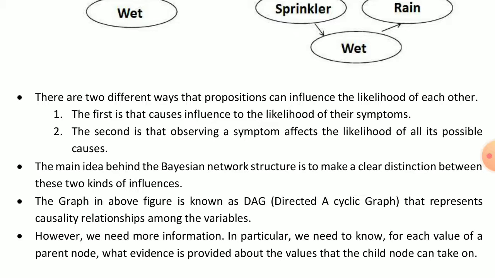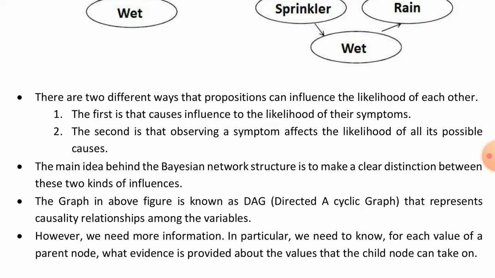The second is that observing a symptom affects the likelihood of all its possible causes. Now we can observe the symptoms and how they affect, and here we can find out all the possible causes. So these two are different ways of influencing propositions.